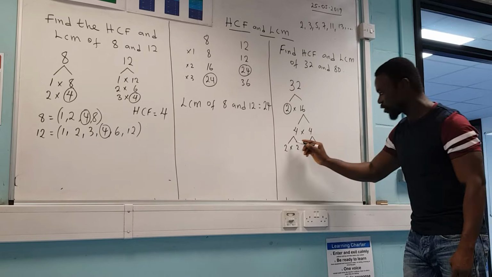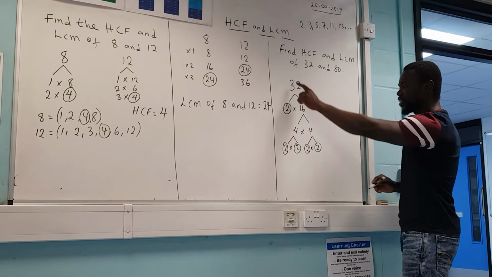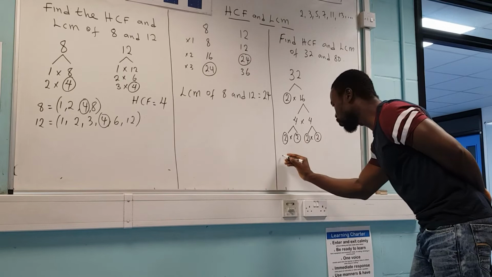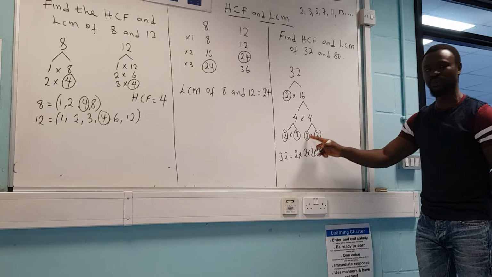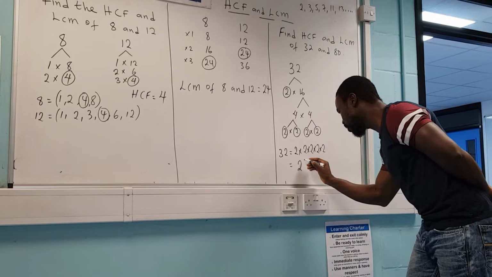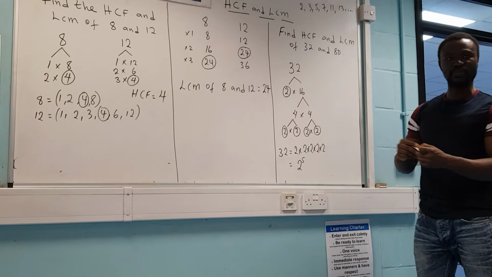Now let's write 32 in terms of prime numbers only. 32 in terms of prime numbers is 2 times 2 times 2 times 2 times 2. You can say I have 1, 2, 3, 4, 5. In another way, we can write that as 2 to the power of 5 because there are 5 lots of 2. So this is the prime product or prime factor of 32.